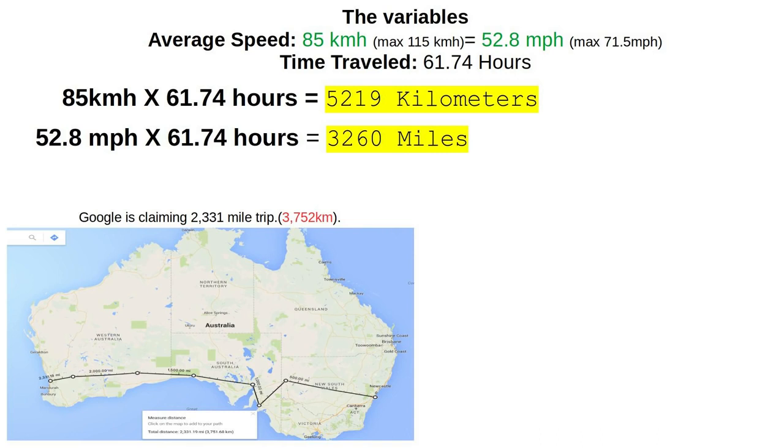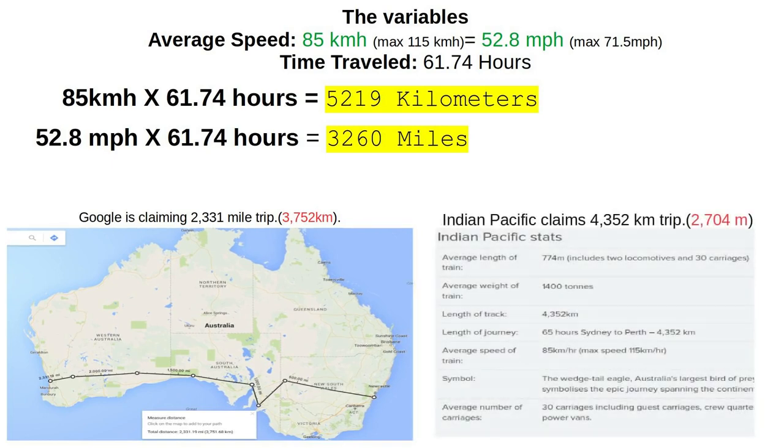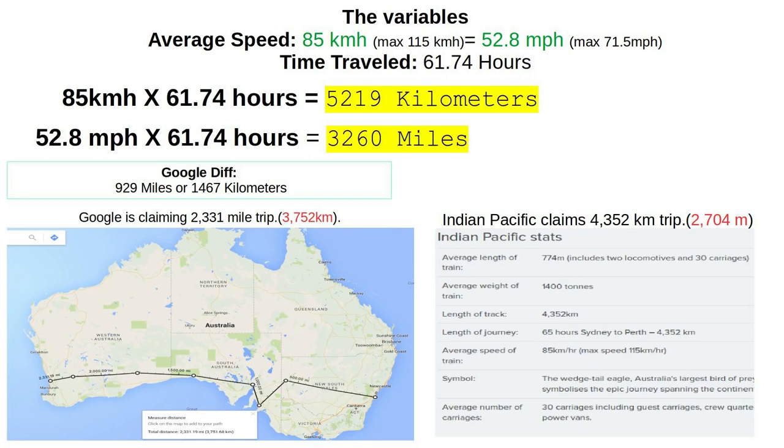And then for Indian Pacific, it's not quite as drastic, but it's still substantial. So for Google, we have a difference of 929 miles or 1,467 kilometers between the calculation of speed versus distance, or speed versus time, and what Google shows on their map. And for the Indian Pacific, it comes out to 556 miles difference, or 1,467 kilometers.